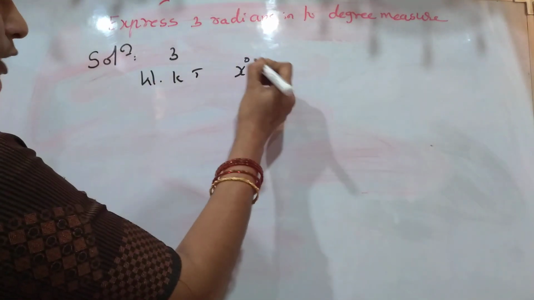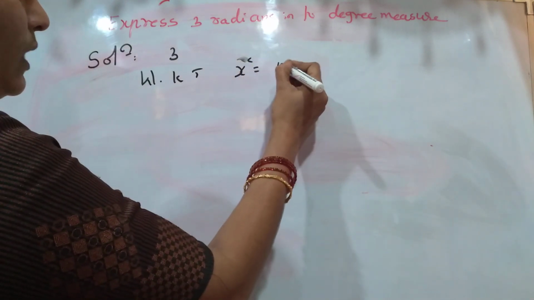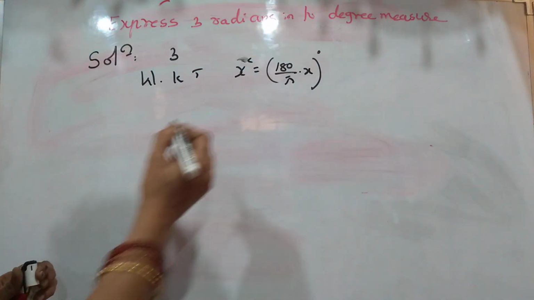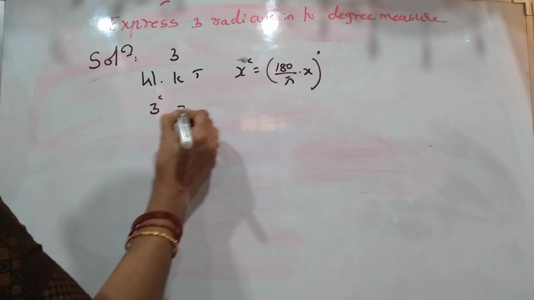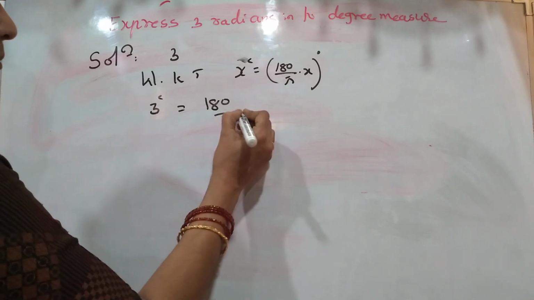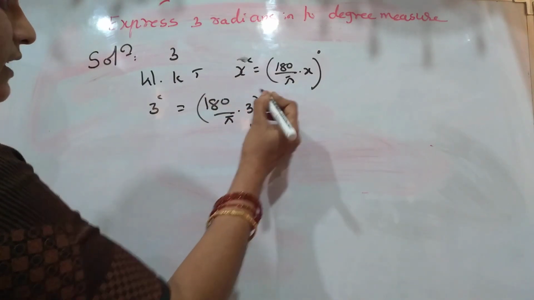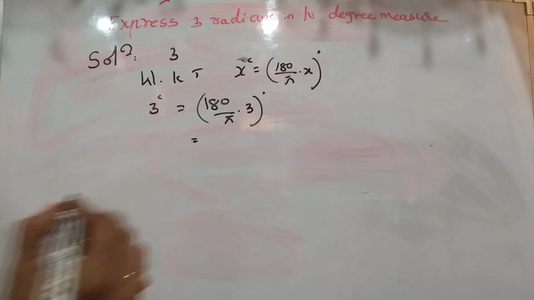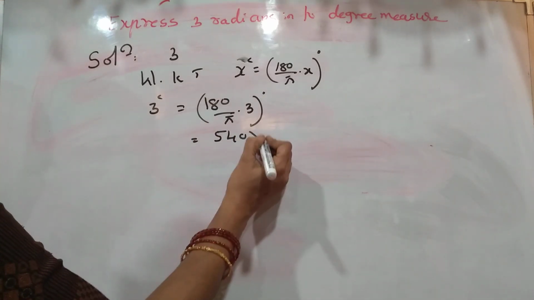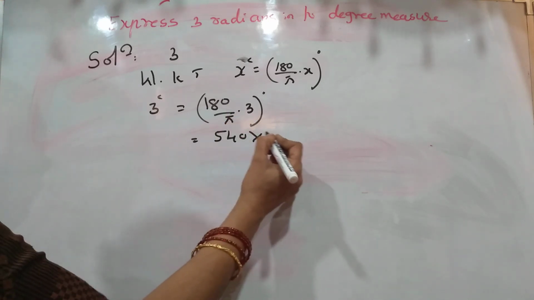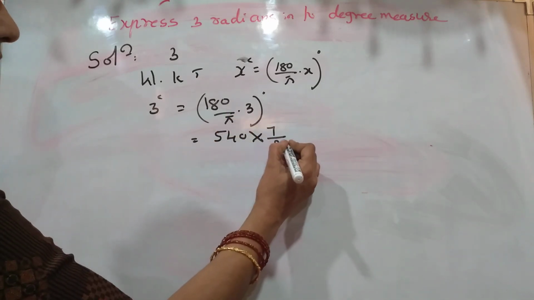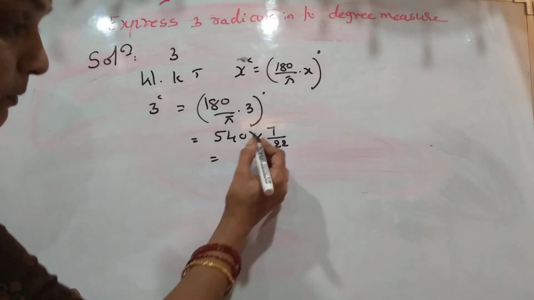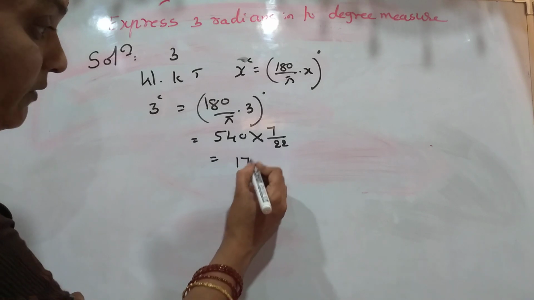How to convert radian into degree measure? X radians is 180 upon pi into x. The answer comes out in terms of degrees. Now 3 radians is equal to 180 upon pi into 3 degrees. Now let me multiply 180 into 3. 180 into 3 will be 540. Then 1 by pi. What is the value of pi? 22/7. But when I write it in the numerator, it becomes 7 upon 22.